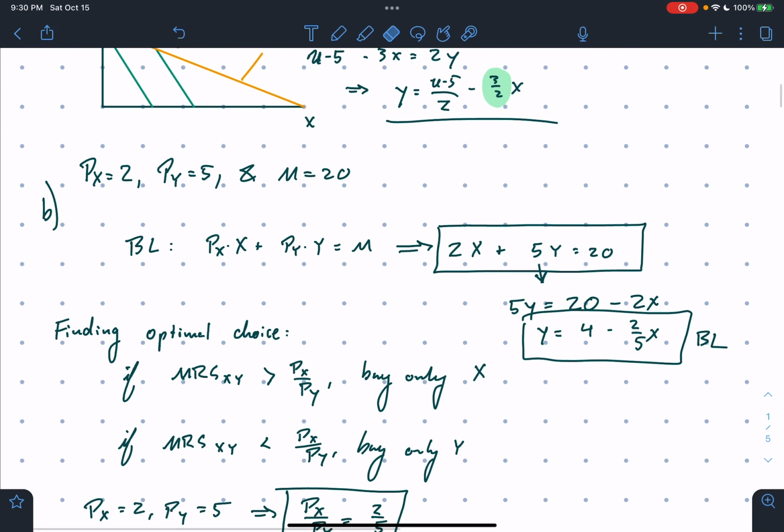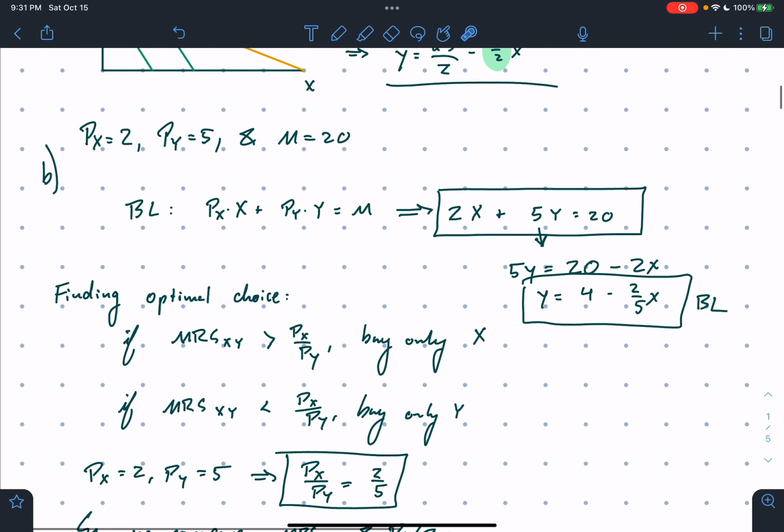So now to find the optimal choice, what we have to do is we have to recognize for perfect substitutes, if the marginal rate of substitution between x and y is greater than px over py, we will buy only x. Conversely, if the marginal rate of substitution is less than px over py, we will buy only y. So this is kind of the rule of thumb we use here. This is the rule for perfect substitutes. Here, we just plug in px and py. We found the MRS in the previous step, and we just compare them.